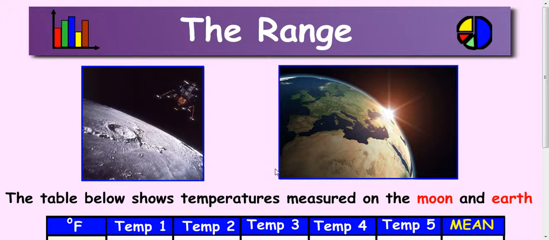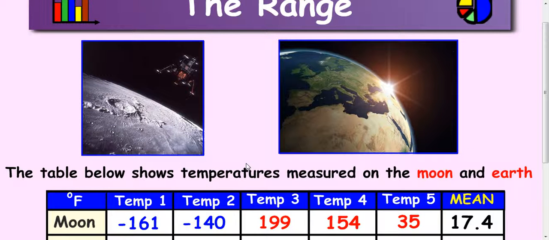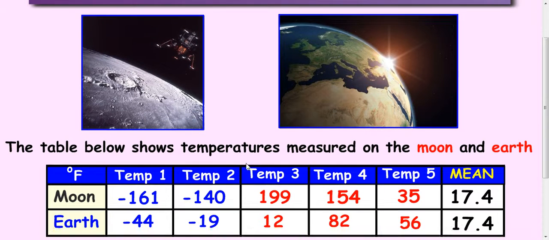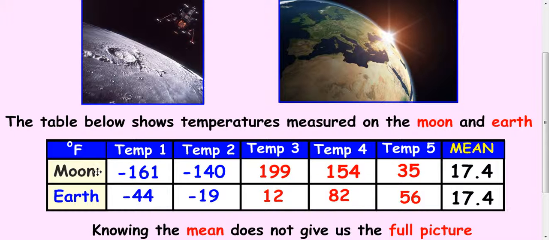In this lesson, we're going to look at something called the range. Now, let's look at this information first. The table below shows temperatures measured on the Moon and the Earth. So if you look at the Moon temperatures, and it's in degrees Fahrenheit here, these are recordings. So on the Moon, the temperature dropped to minus 61 degrees, and some temperatures it was recorded as 199 degrees.